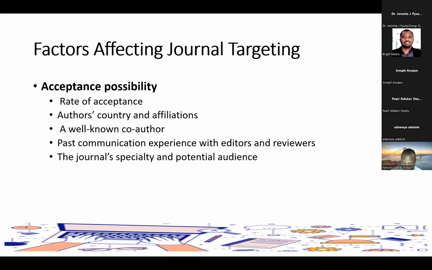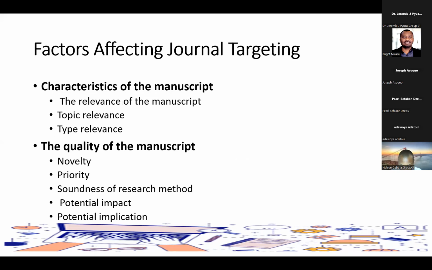Are you a PhD student? You want to finish your work to do something? Author country and affiliation are also affected, because a lot of literature has been showing that a lot of major journals publish authors from certain places or certain geographical locations. Also affiliation, well-known co-authors, because the more the author is known and has authority on a certain topic, the easier it is for them to be published in a major journal. Also, past communication experience with the editor affects the targeted journal. The journal specialty and importance of audience also affect that.